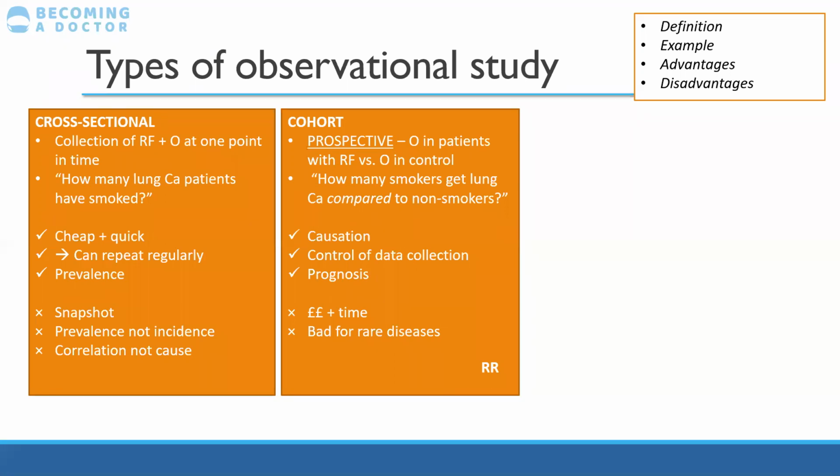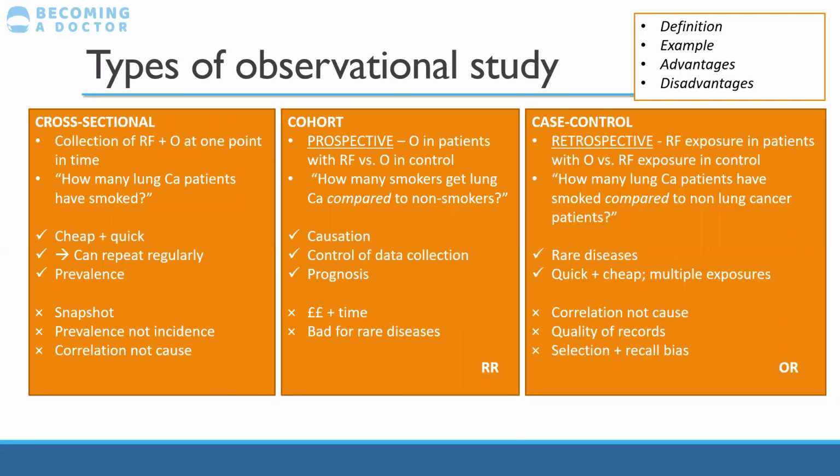But it does cost more and is less time efficient because you have to measure things over a set period of time. And it's bad for rare diseases, really, because if you're taking a population now and following them up, if it's a very rare disease, the likelihood of cases occurring in your population, which is just a small sample of the whole population, is less likely.